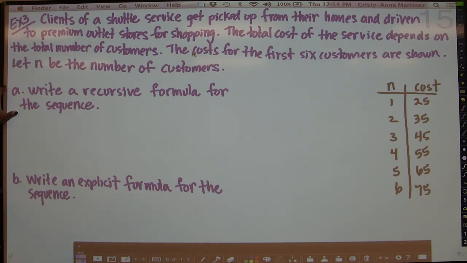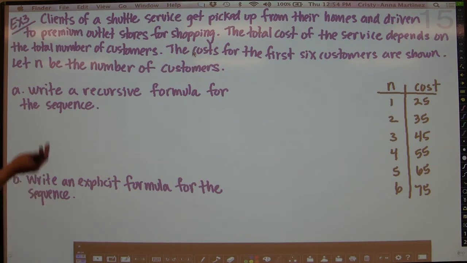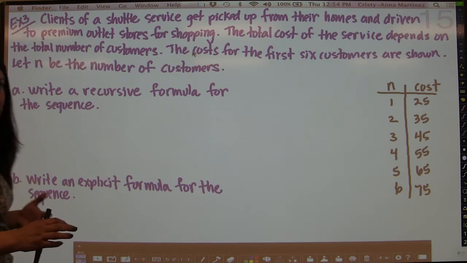They want us to A, write a recursive formula for the sequence, and then in part B, they want us to write an explicit formula. So we talked about that a little earlier, about the difference between a recursive and an explicit. So now you can see how we can get both from the information at hand. Alrighty, so we want to start with part A and kind of figure out whether or not it's going to be a geometric or an arithmetic sequence.